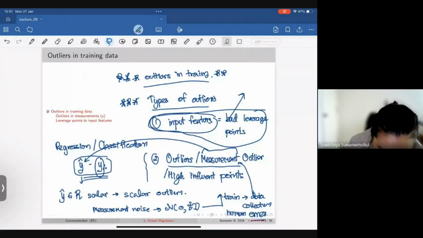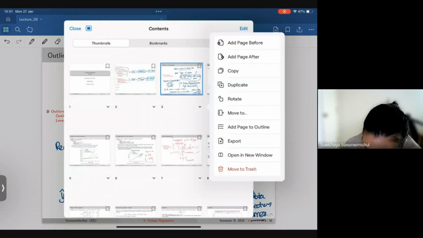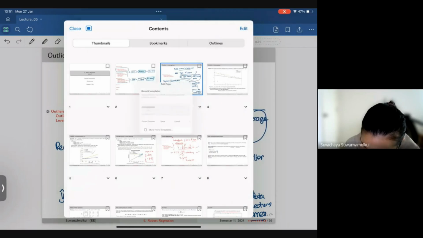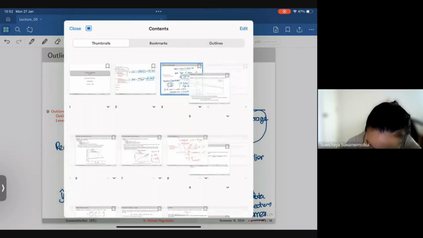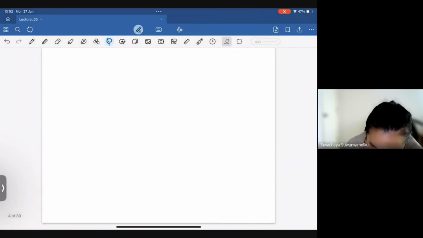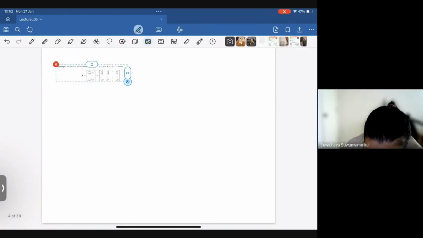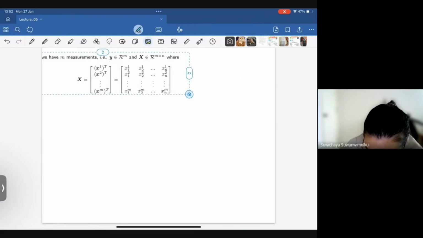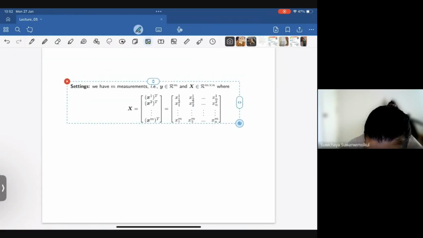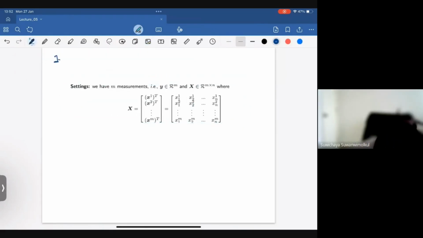Okay, now we're going to the input outliers, or bad leverage. Okay, because I think this notation could be really confusing. Now it's input outliers, or what we would call in this lecture the bad leverage.